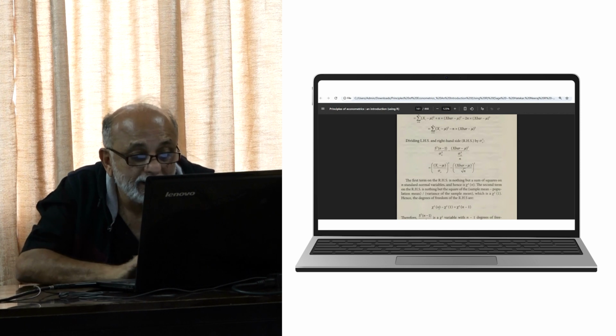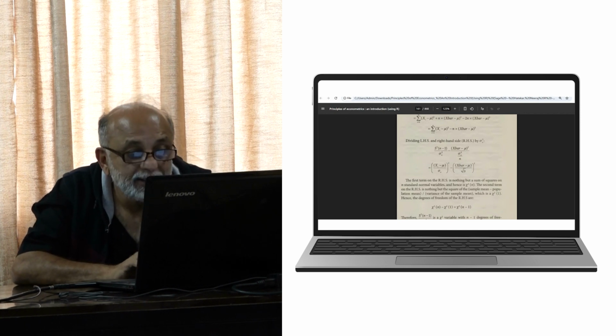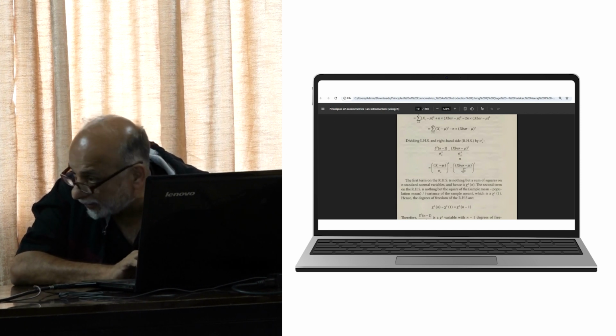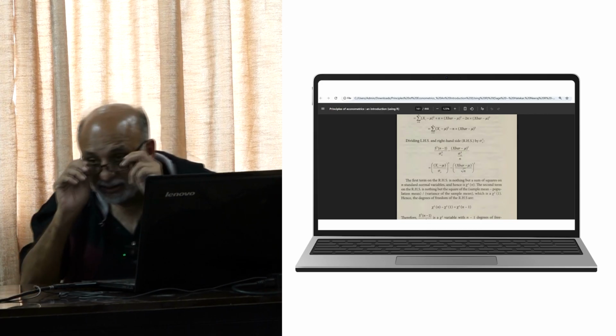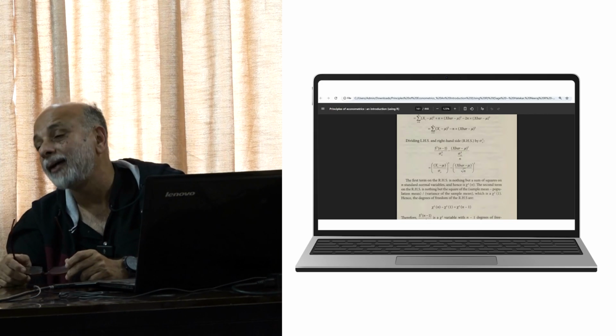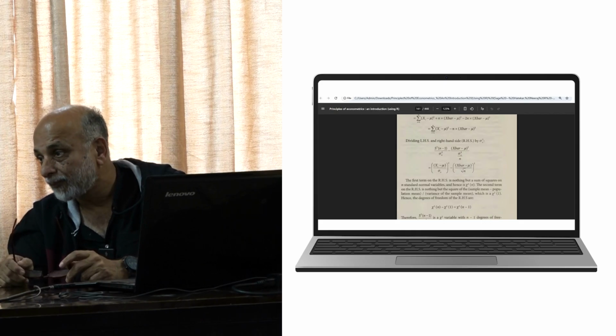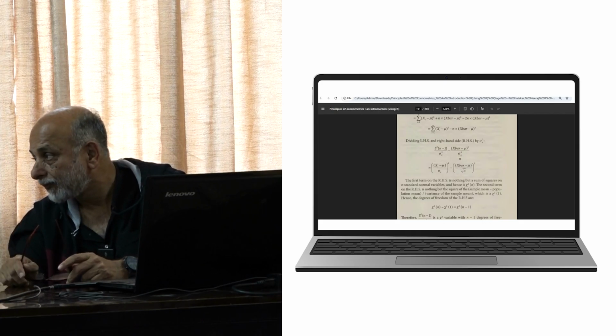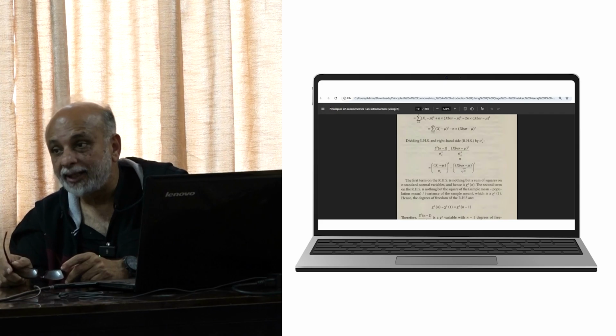So the first part is a chi-square n, the second part is only chi-square 1. So chi-square n degrees of freedom minus chi-square 1 degree of freedom is chi-square n minus 1 degrees of freedom. Sure? Right? Is the idea clear?